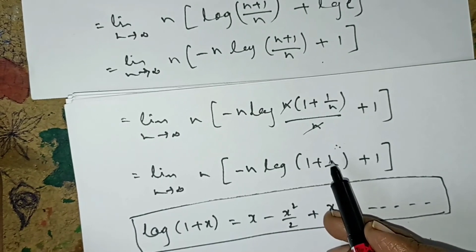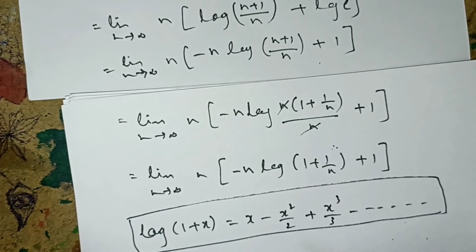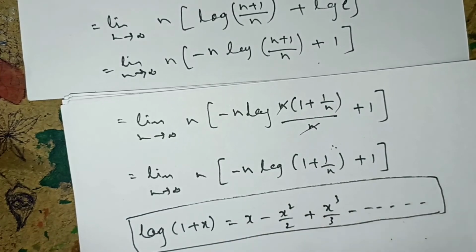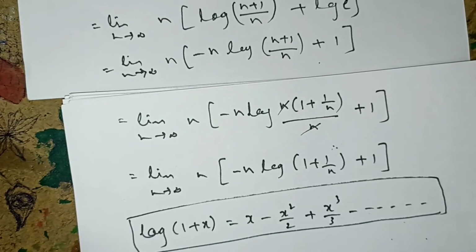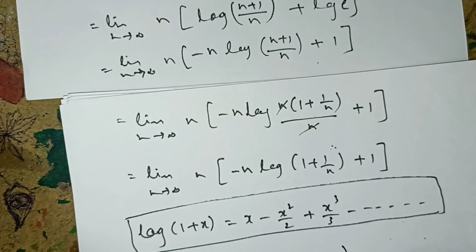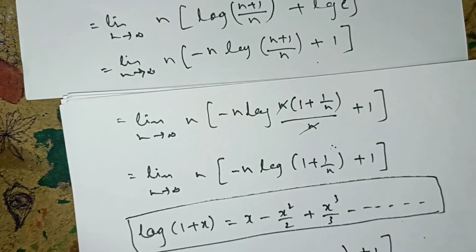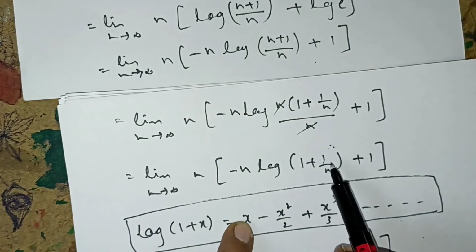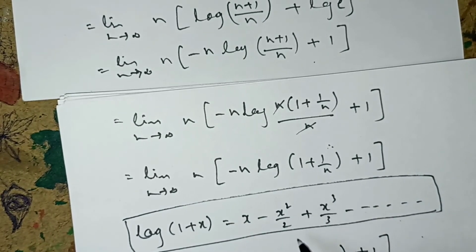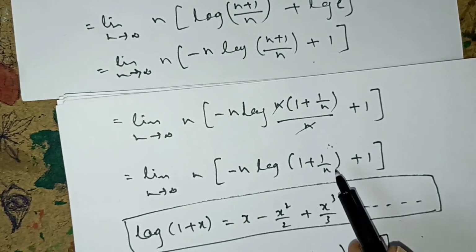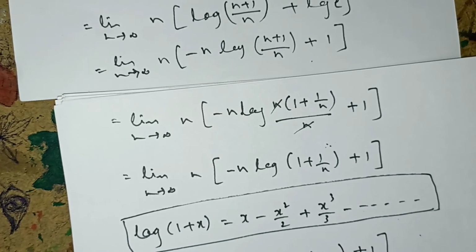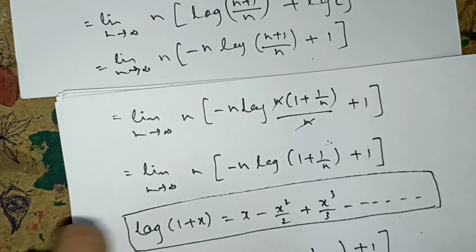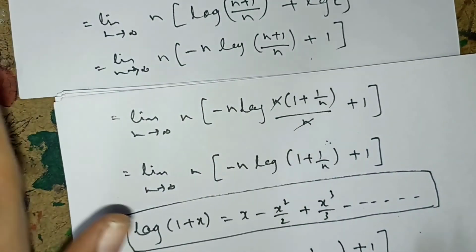Remember, limit n tends to infinity, n outside is there, minus n log of 1 plus 1 by n. If you apply this formula, how much will you get? 1 by n minus 1 by 2n square and so on you will get. No need to write plus 1. Now x, how much is x? 1 by n. Minus x square by 2, x square means 1 by n square, by 2. Only two terms I wrote. I did not write the third term. Two terms is enough.